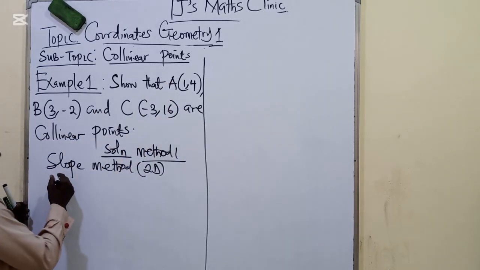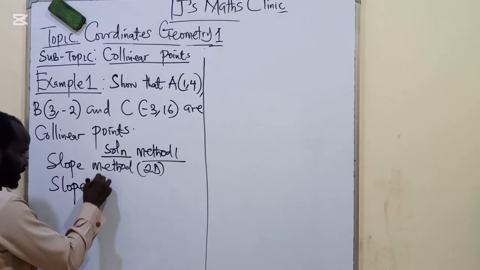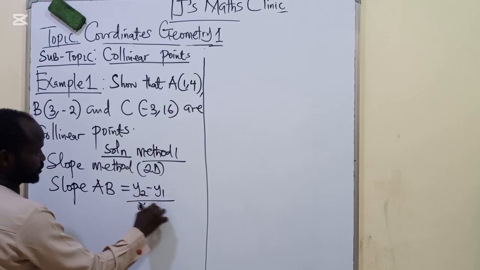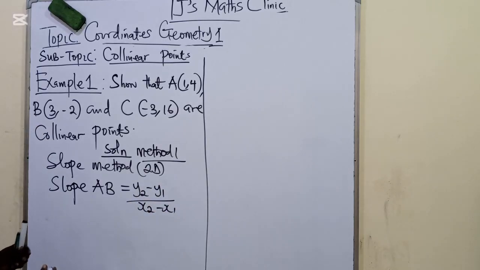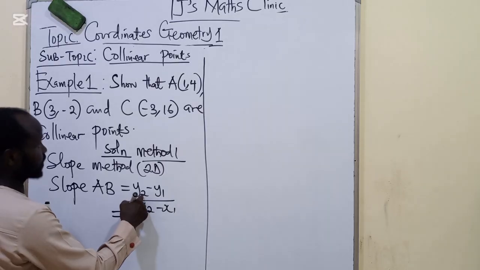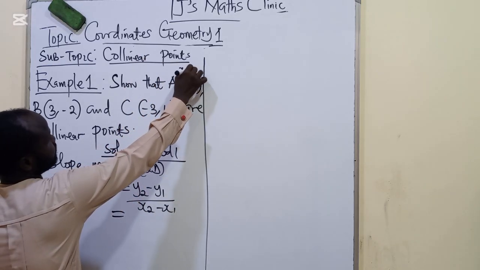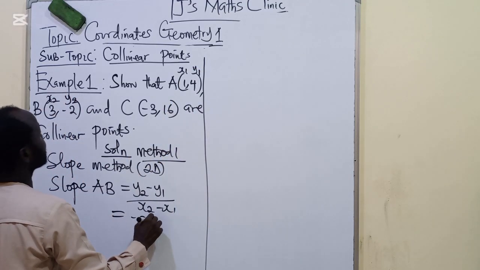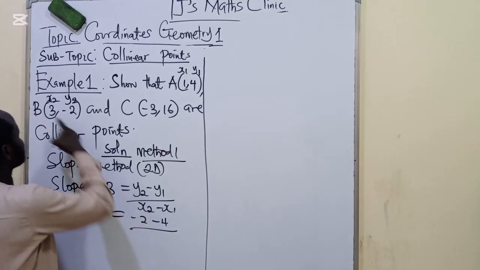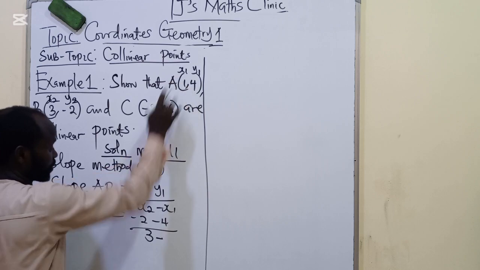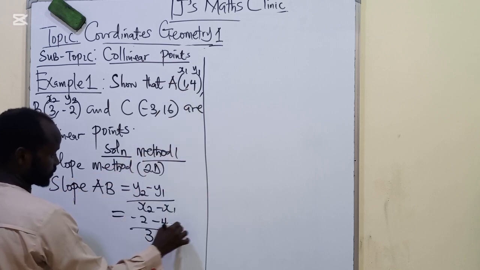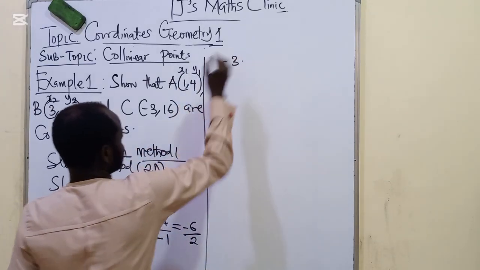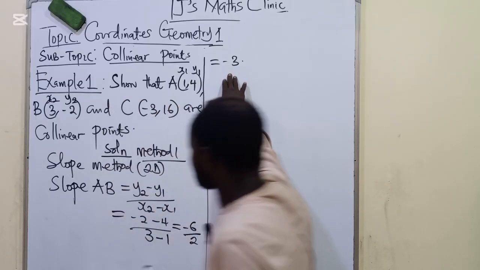Very important. The slope of AB will be change in y divided by change in x. This is our x1, y1, x2, y2. So it will be -2 minus 4 divided by x2, which is 3, minus x1, which is 1. This will be -6 divided by 2, and that will be -3. So the slope between line AB is nothing but -3.